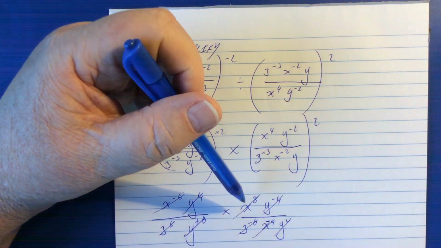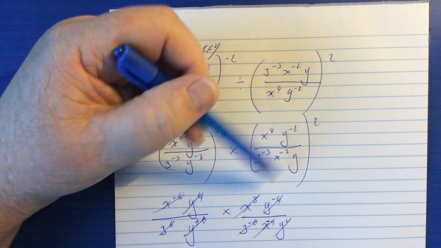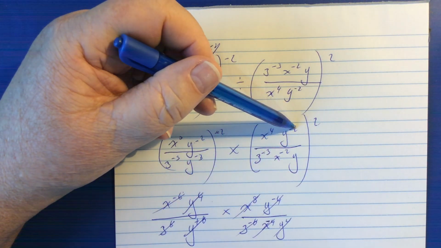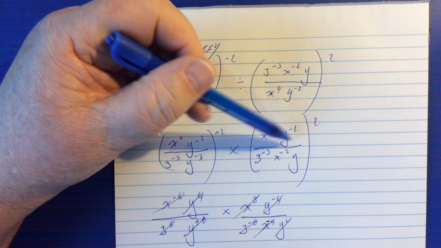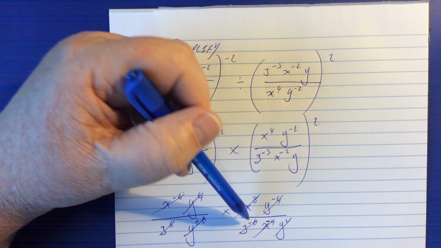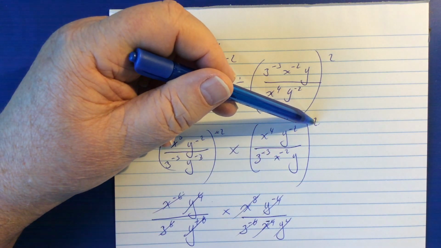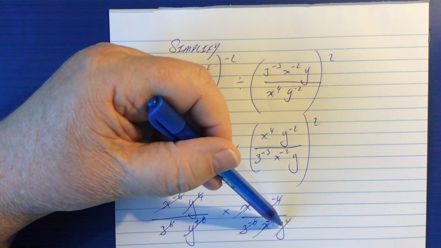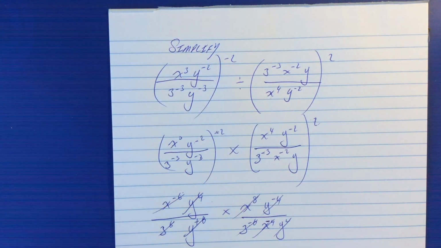Over here, very similar sort of thing. X to the 4 to the 2 gives me x to the 8. Y to the negative 2 to the 2 gives me negative 4. 3 to the negative 3 to the power of 2 gives me negative 6. Negative 2 to the power of 2 gives me negative 4. And y to the power of 2 gives me y to the power of 2.